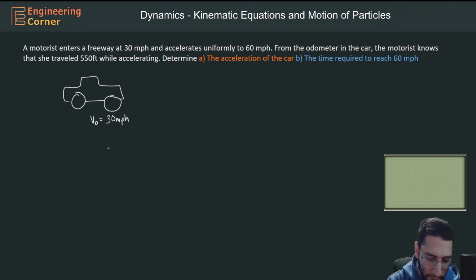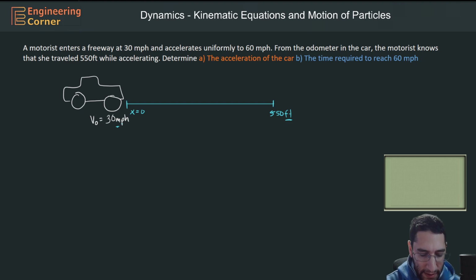We know that we travel some distance. So at this point right here, we're going to say that x is equal to 0. We're going to go some distance, and at this distance, we're going to say this is 550 feet. And right now, we know we need to do that conversion because we're in feet and we're in miles. And we know at this point, this final velocity is going to be equal to 60 miles per hour.